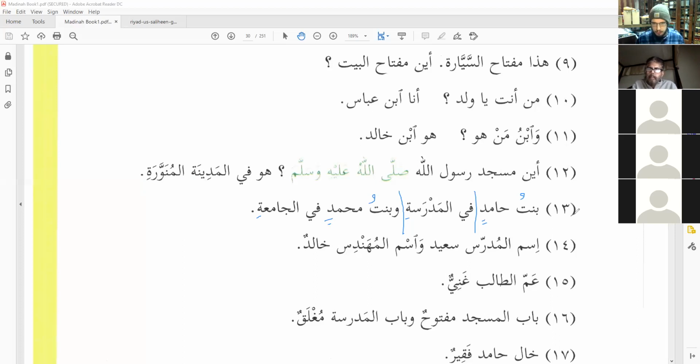Oh, and translate that for us while we're at it. Hamid's daughter is in school, I guess, and Muhammad's daughter is in university. Very good, excellent. And this could mean both literally or figuratively in Arabic. It could mean that that's where they're located right now, in which case in English we would not use the preposition in, we would use at, right? Like Hamid's daughter is at school, Muhammad's daughter is at the university. Or it could mean their level of study if someone's asking them, in which case we would also use in.